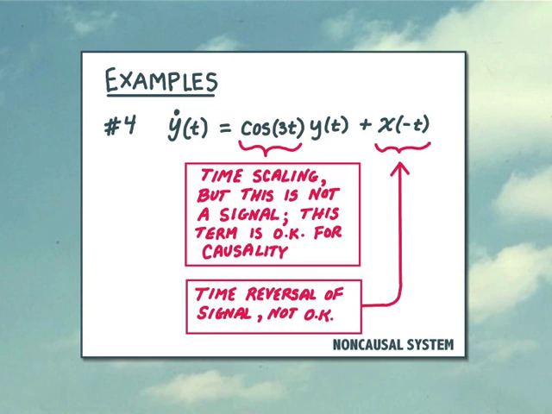Our fourth example is y of t equals cosine 3t times y of t plus x of minus t. Now you see a time scaling on the cosine argument in the first term on the right-hand side, but this time scaling is not on a signal. The signals in this case are y and x. This is just a parameter, so this time scaling has no effect on causality. The x of minus t, however, does. This time reversal would not be okay for a causal system. So this system is non-causal.